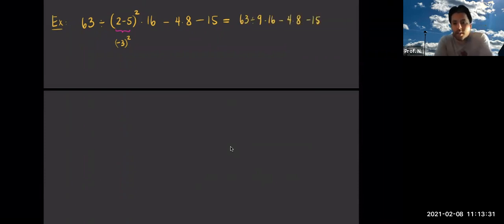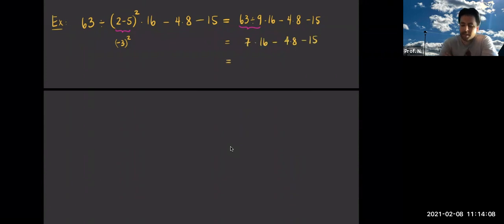So now, what do we do here? Do we divide 63 by 9 first or multiply 9 by 16? There's no parentheses. So what's the first thing we should do? We divide, right? So Christopher, we divide, not multiply. So we do 63 divided by 9, even though PEMDAS says to multiply first, but we just looked at an example where, because there's no parentheses, we do whatever is first on the left. So 63 divided by 9 is 7. 7 times 16 minus 4 times 8 minus 15.